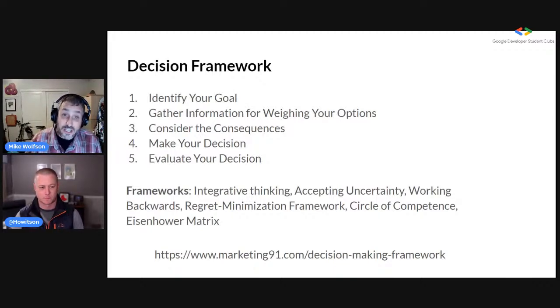Otherwise, you will end up making the wrong decision, or even worse, not deciding anything at all, and that is disastrous. So anyway, we'll go through the simple decision framework. This is pretty common for everything. You may spend more time in certain steps than others, but basically the first step is identifying your goal.